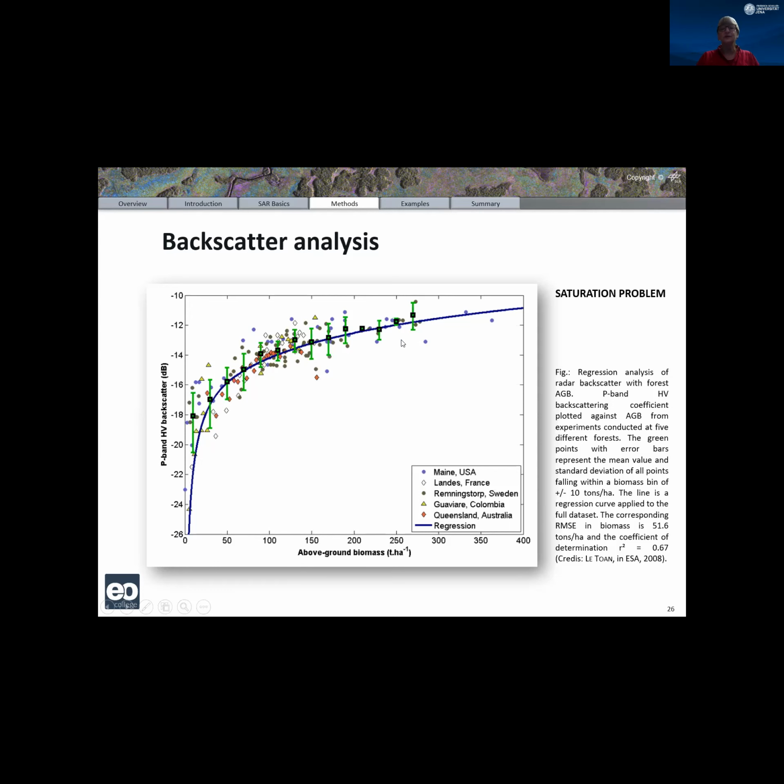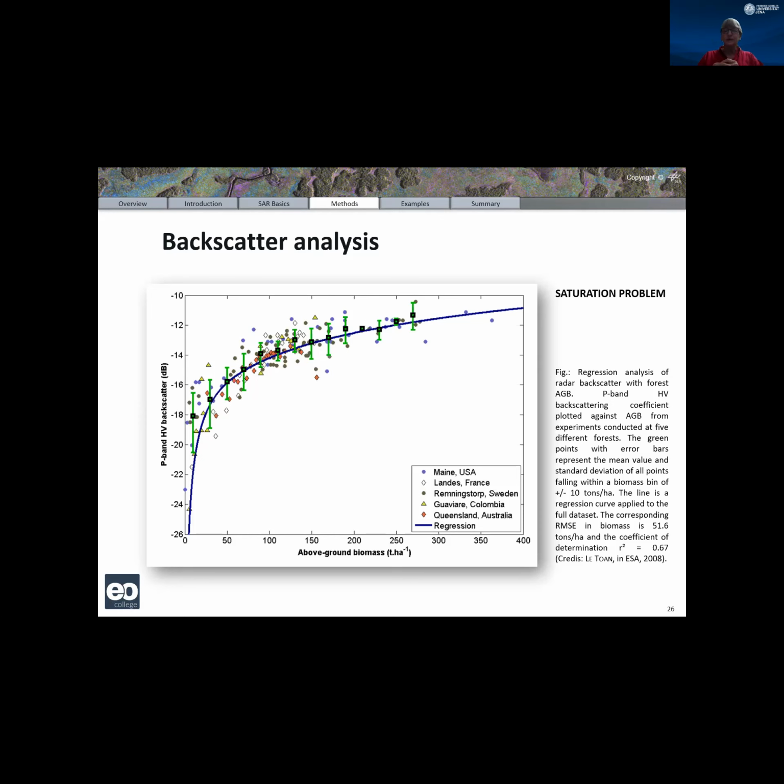It's an exponential function, which we say saturates at a certain point, meaning maybe here at 150, 200 tons per hectare, you would not be able to discriminate that anymore with an increase of backscatter. And so what is hidden in this is the relation between the volume scattering of our backscatter and, of course, the density and the amount and the thickness of the trunks.